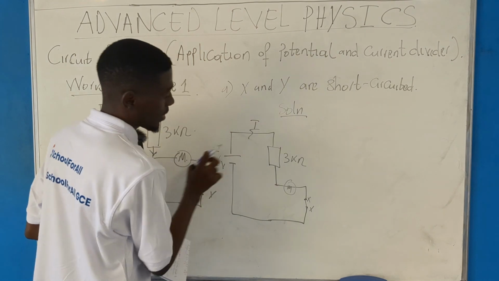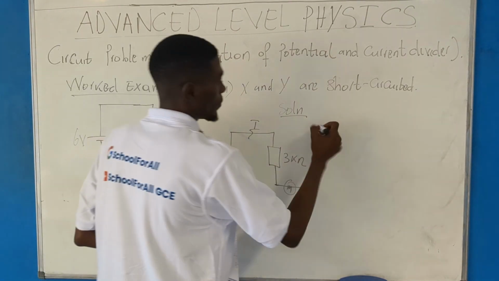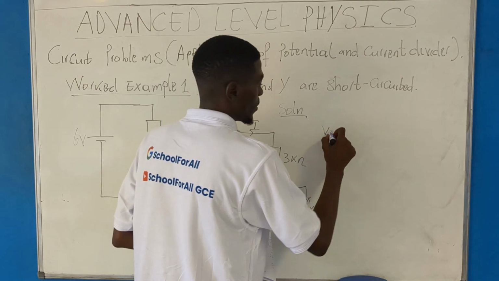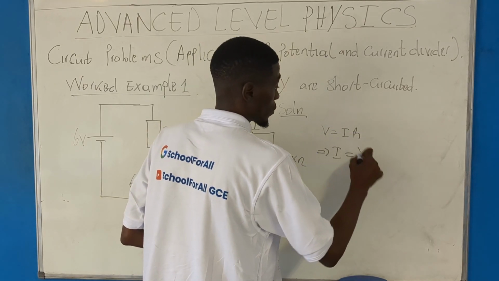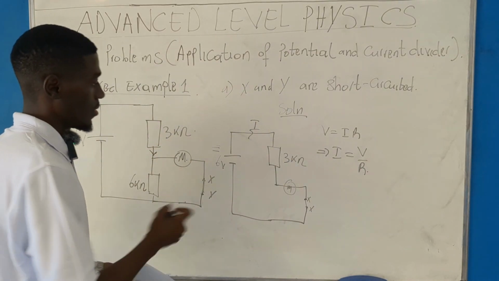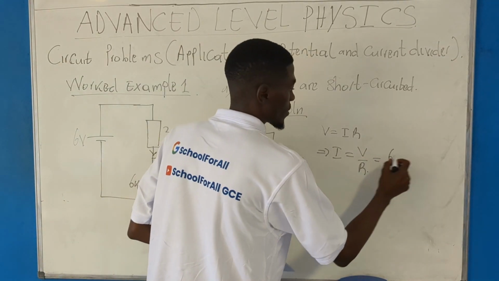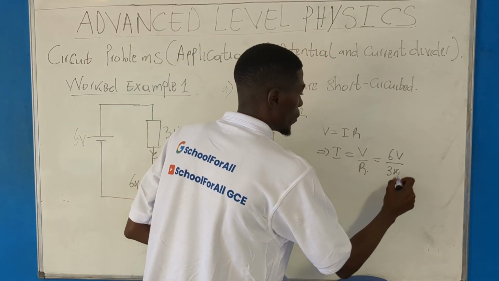Therefore, we all agree that the current flowing through this ammeter is I. And we all know from Ohm's law, V equals I R. This implies my I is simply equal to V over R. And here, V is how many? 6 volts, and R is 3 kilo ohms.